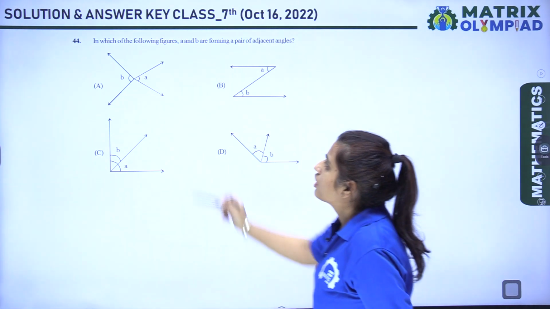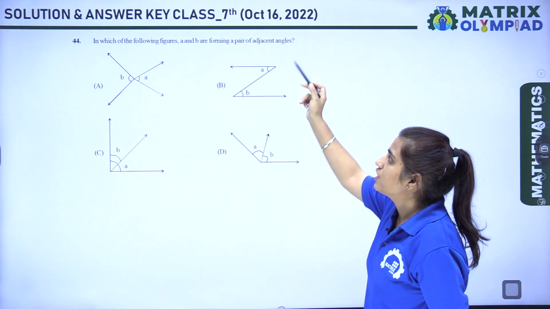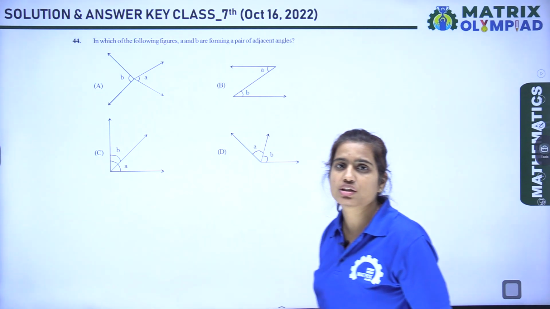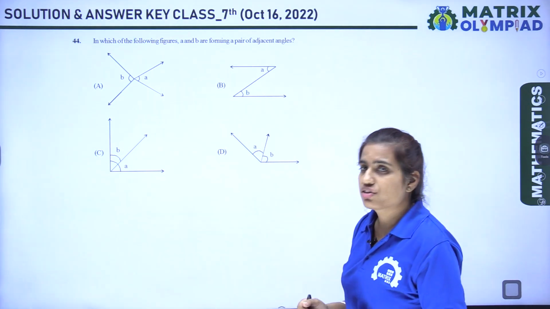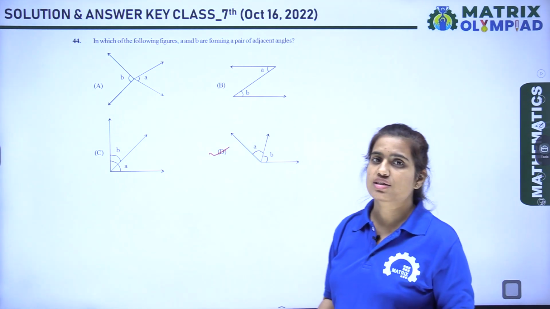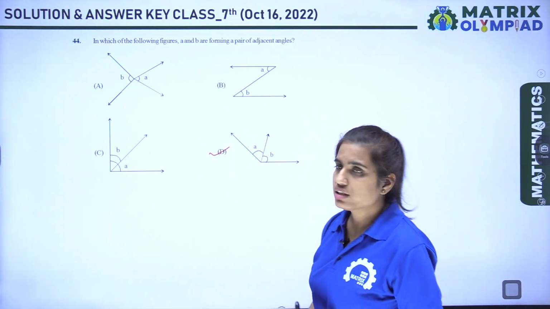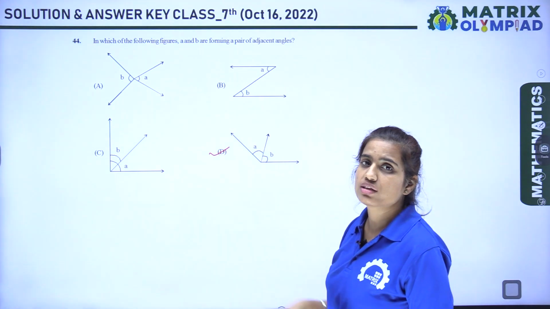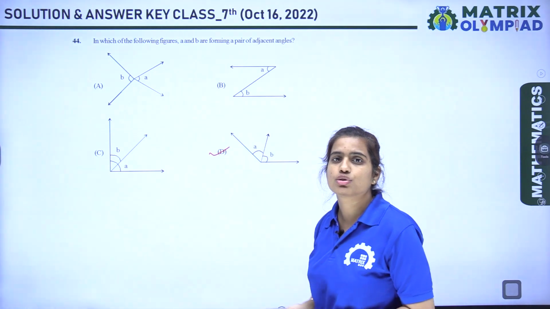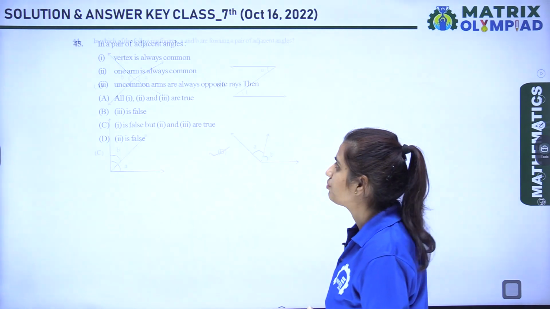Next question is, in which of the following figures are A and B forming a pair of adjacent angles? Now here we have to find out of 4 figures, which figure is representing adjacent angles. So here it is clearly visible that option D shows adjacent angles. It is satisfying the 3 conditions, that is one common vertex, one common ray, and the uncommon rays are on opposite sides of the common ray. So D is the correct option.